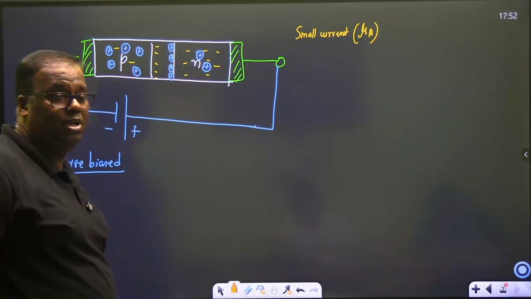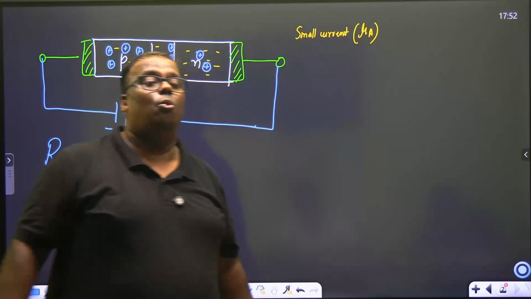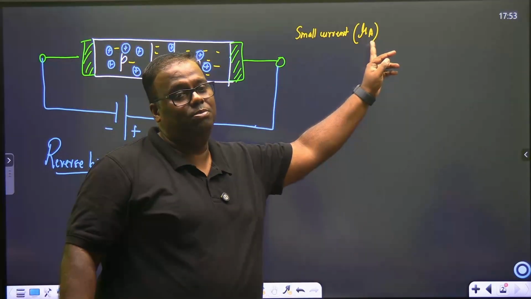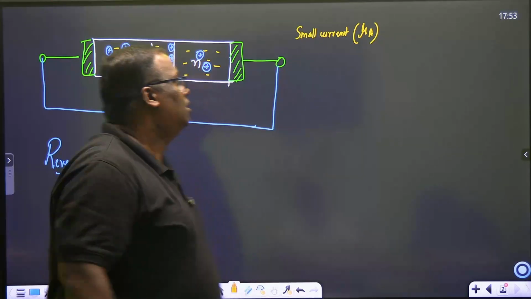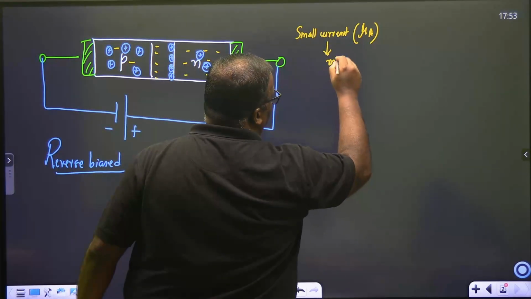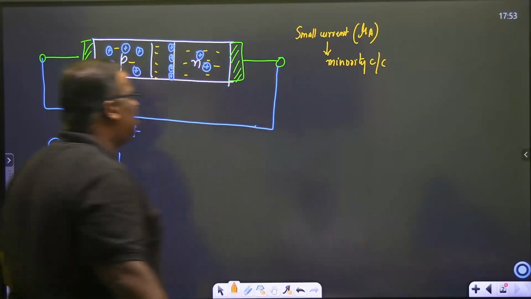Remember, in experiments, the teacher will always ask this question: what type of meter did you use in reverse bias? Microammeter, not milliammeter. Small current will flow, and this small current is due to what? Minority charge carriers.